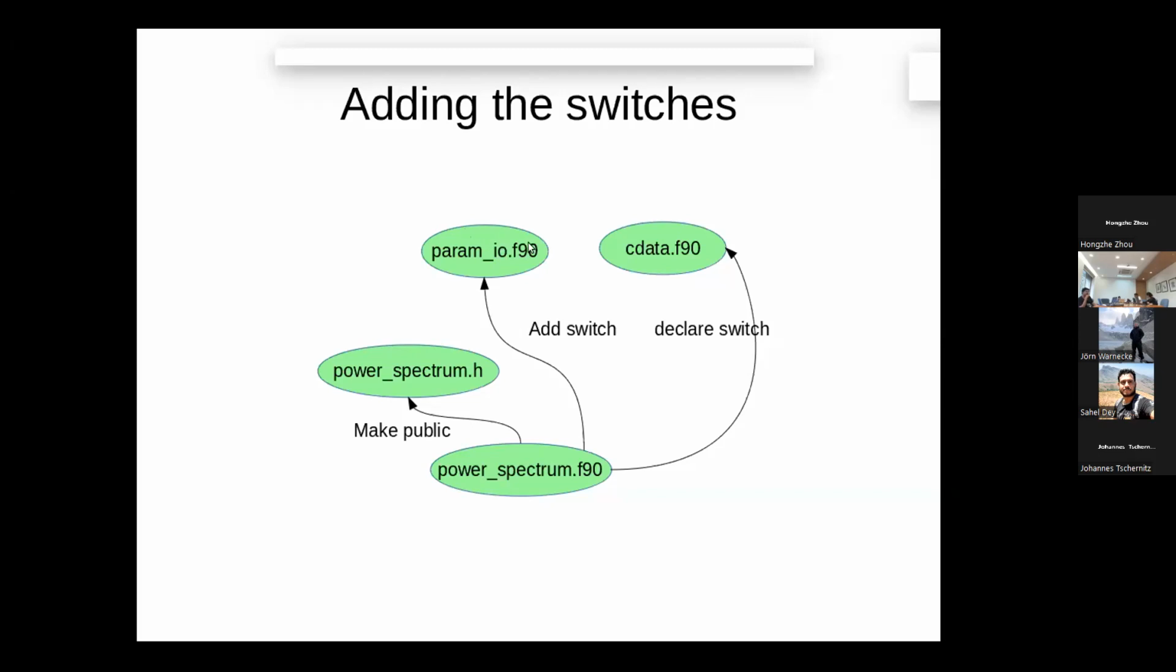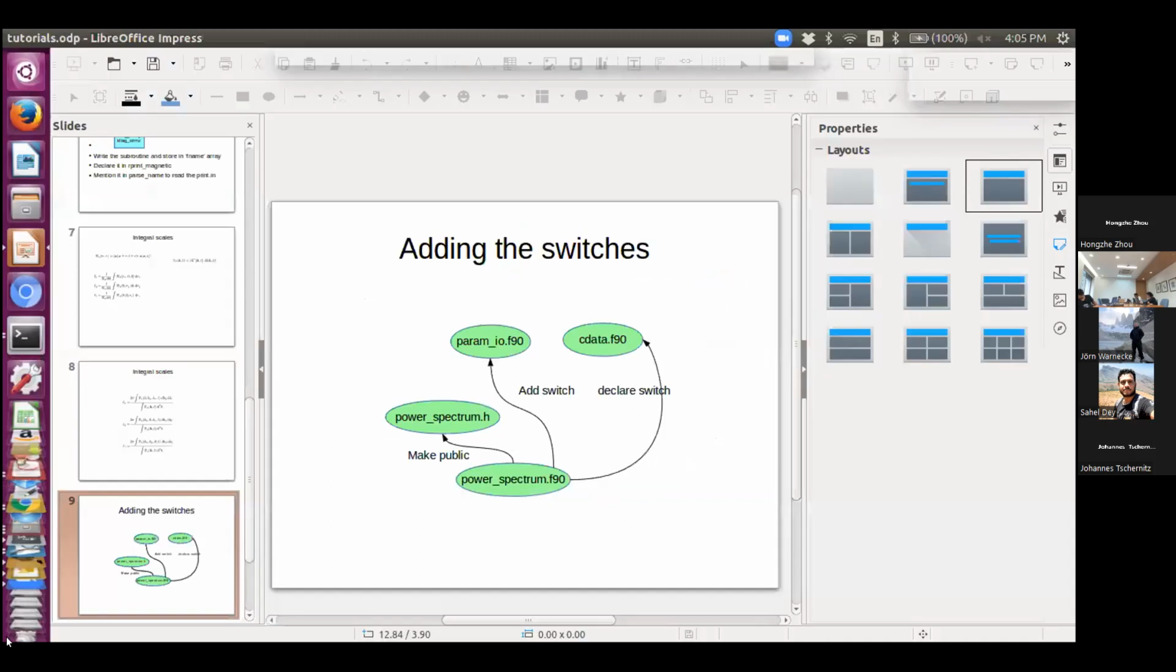And then once I add the switch in this, I need to declare the default value of the switch in the global file, cdata.f90. Here I generally say that the switch value is false. And then once I include the switch in the run.in file, it will be turned true. So let's see how it is done.